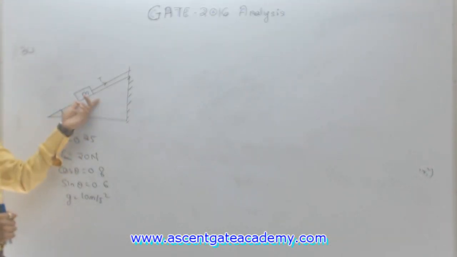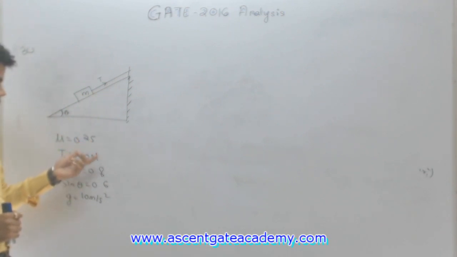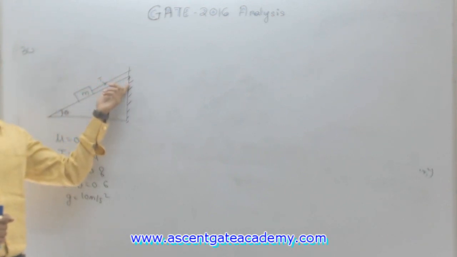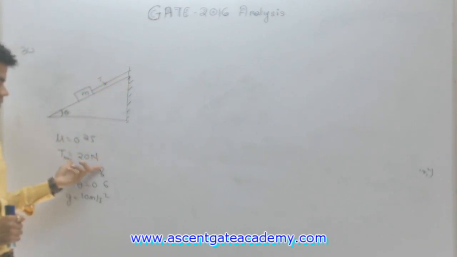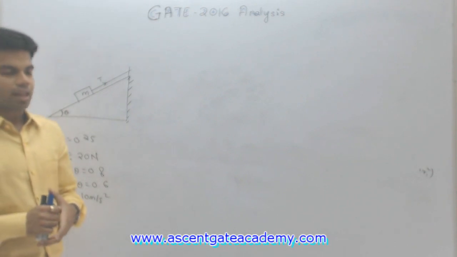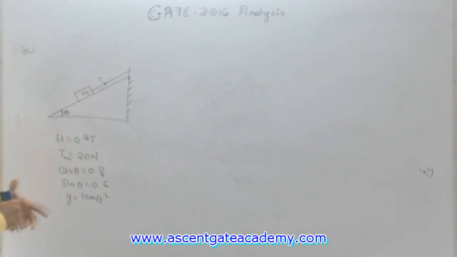We have a mass which is on an inclined plane with horizontal at an angle theta. Coefficient of friction is given as 0.25. Maximum force which the string can withstand is given, that means T max. The value of T max is given as 20 Newton. Cos theta is given as 0.8, sin theta is 0.6, and g is given as 10 meter per second square. Okay, we have to determine the value of this mass m.